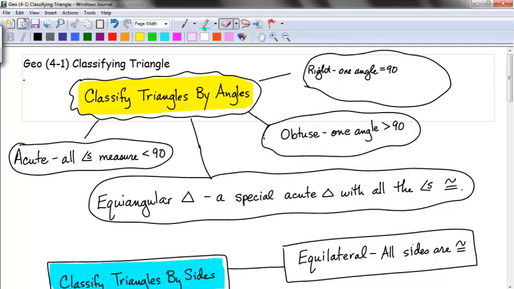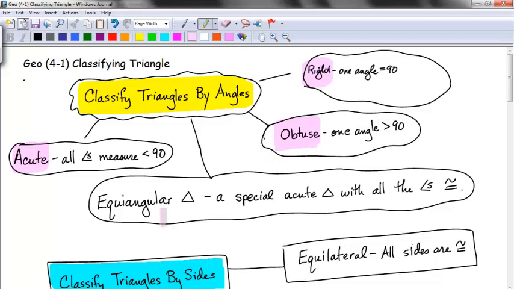Okay, first the author classifies triangles by their angles and by their sides. If you look at the angles of the triangle, if all the angles of the triangle are less than 90 degrees, then we call it an acute triangle. If there's one 90-degree angle, or one right angle, in the triangle, then we call it a right triangle. If there's one angle greater than 90, that's an obtuse angle, and we would call it an obtuse triangle.